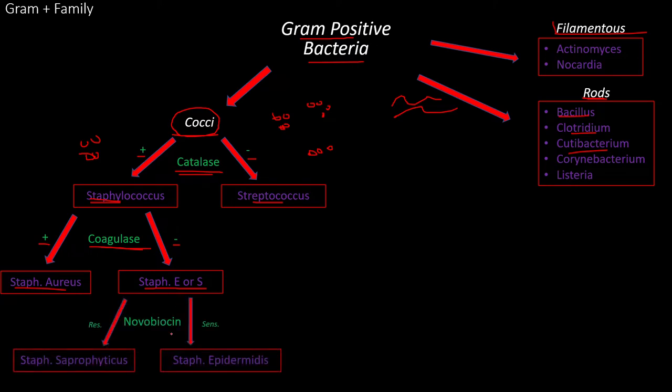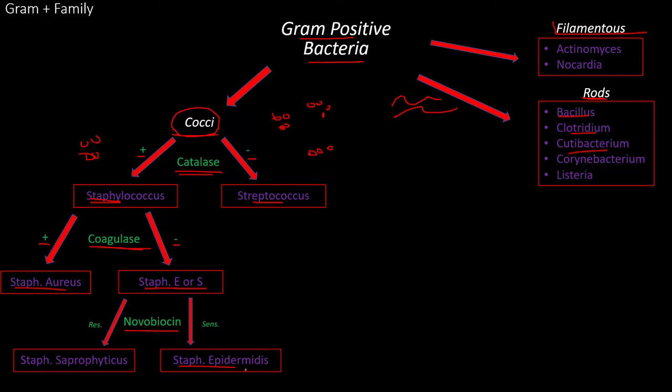Let's go down the tree a bit more. What if you want to tell the difference between them? Well, you do a test called novobiocin. It's a type of antibiotic. Staph epidermidis is sensitive to the antibiotic, as in it gets killed by it, while Staph saprophyticus is resistant. It survives the antibiotic. This is the main difference. And how do I remember it?